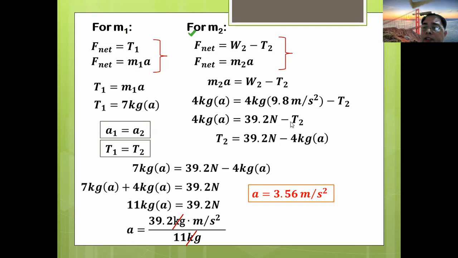So again, I provided you with some diagrams there, showing how we come up with these different equations.